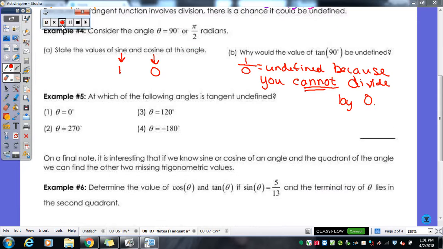The next one wants to know at which of the following angles is tangent undefined. So again, tangent is your sine over cosine. So really, anytime that your cosine is 0, that is when your tangent is going to be undefined. So what is the cosine of 1? Or I'm sorry, of 0? 1. I just said it was 1. What's our cosine of 270? 0. There we go. So this one's going to end up being an undefined tangent value because your cosine is 0.